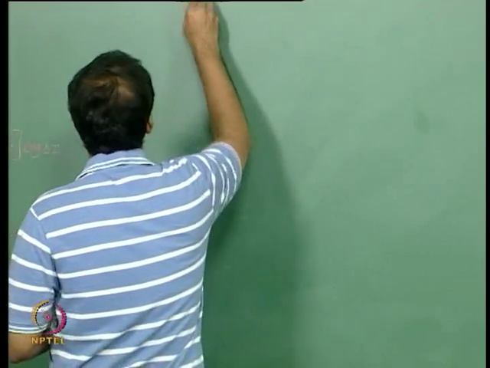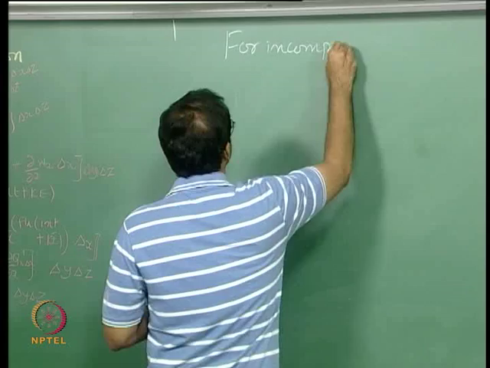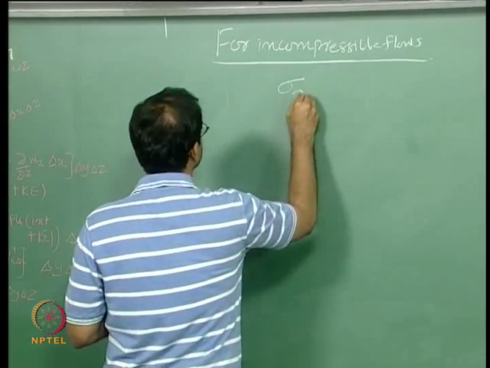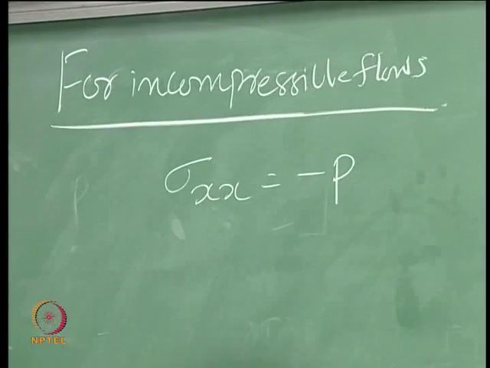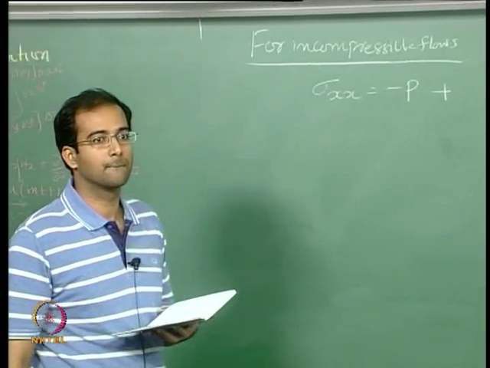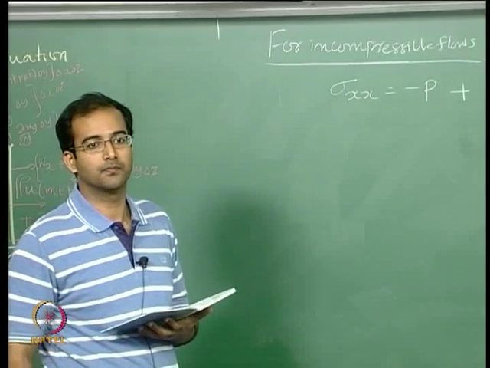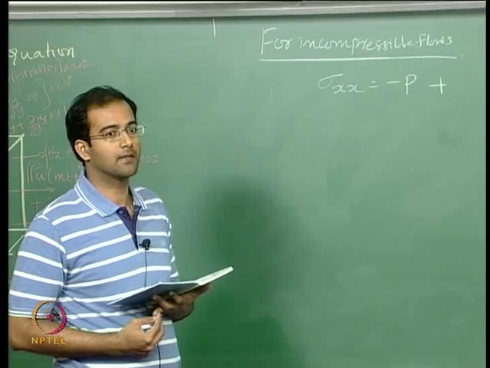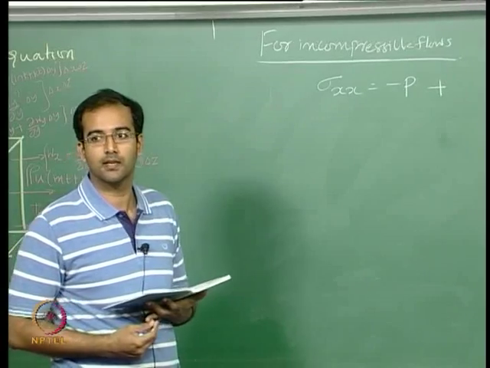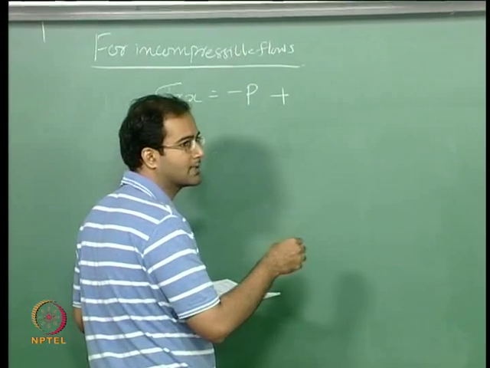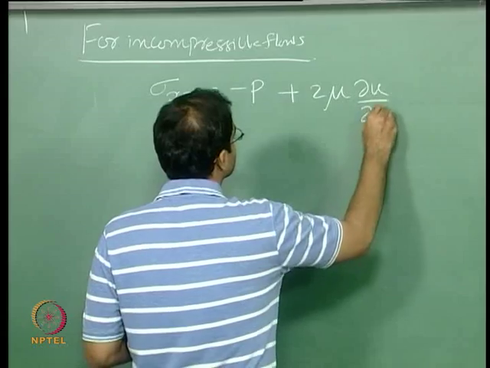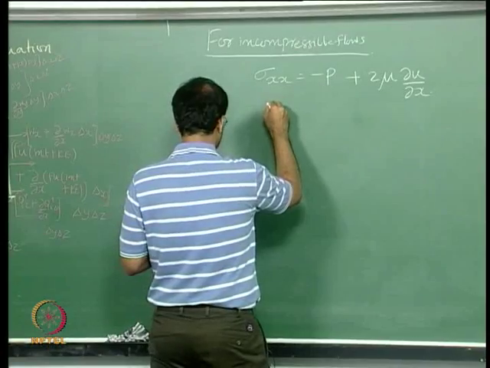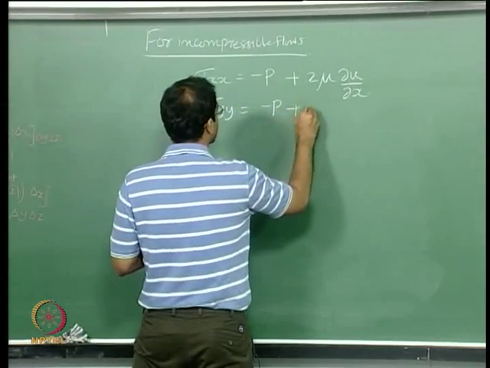So for incompressible flows, can you tell me, for example, sigma xx should become minus p, so this is your pressure force, plus, after the Stokes approximation, minus 2 by 3 mu into divergence of u. Now for incompressible flows, that is going to be 0, so that term can be neglected. So what is the other term? Plus 2 nu du dx, right. That is why I am going to bring in that approximation, that divergence of u can be eliminated straight away. So one term is simplified, and I can write this in the other directions.